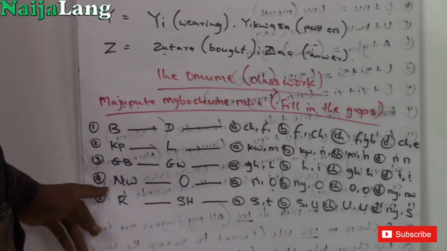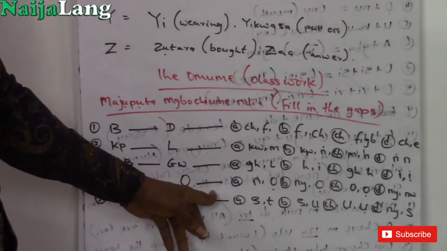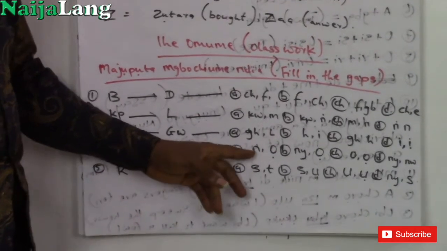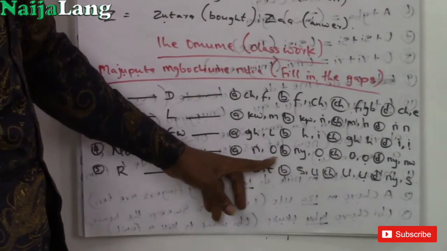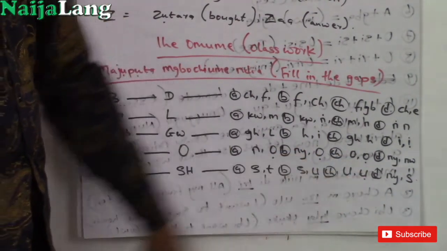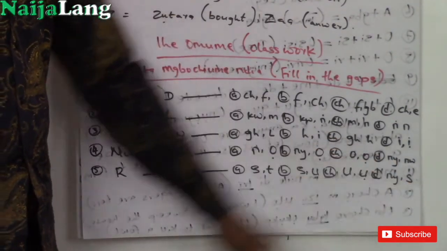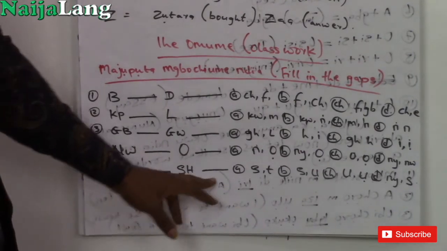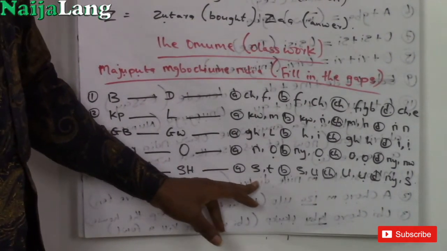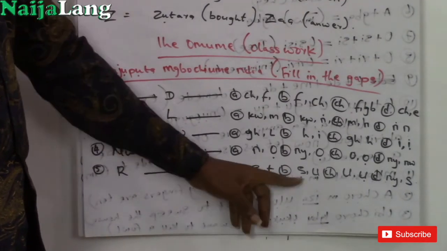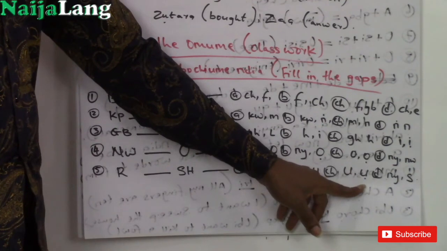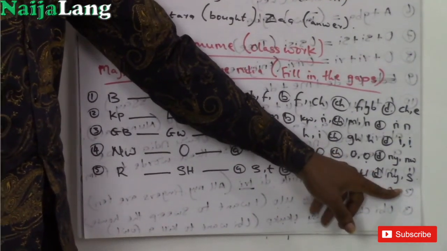Number 4, ne dash or dash. What is supposed to be in between ne and or and after or? Option A, ne, or. Option B, ni, or. Option C, o, or. Option D, ni, ne. Number 5, re dash she. What is supposed to be in between re and she and after she? Option A, se, ti. Option B, se, u. Option C, u, o. Option D, ni, se.